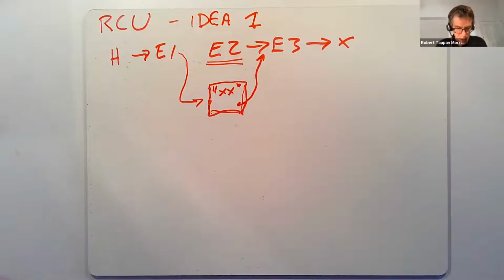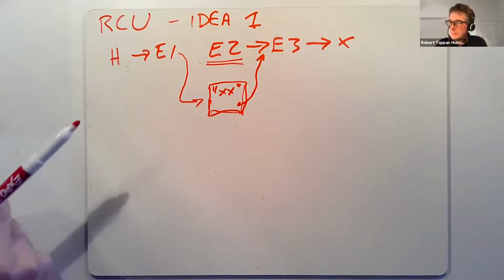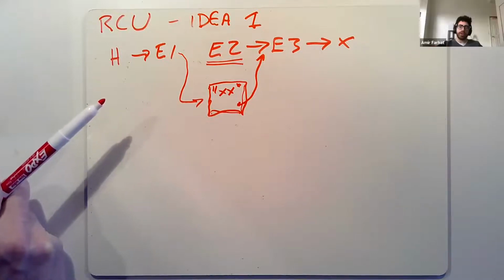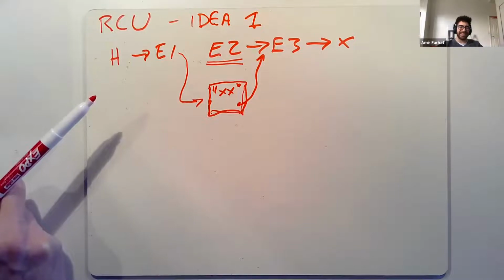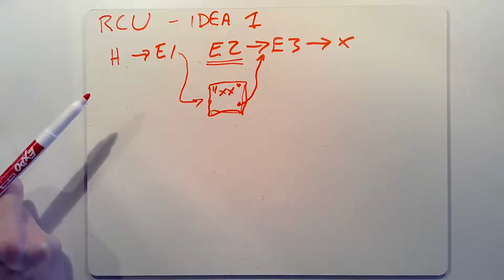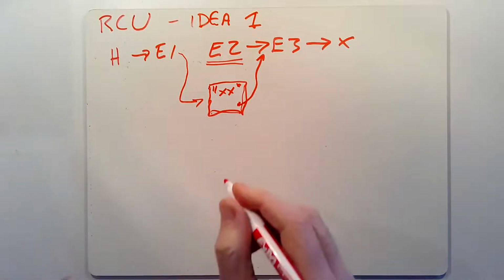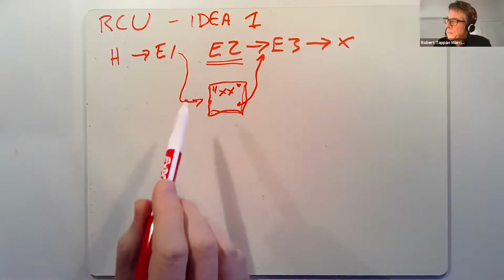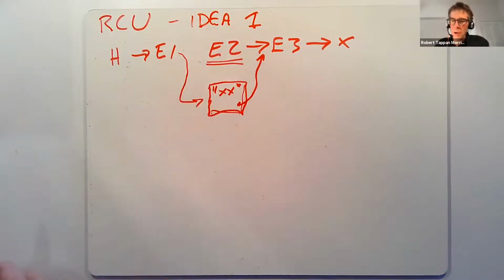Any questions about this particular idea? What about freeing? Sorry. Okay, I can go ahead. Will the link between E2 and E3 be deleted, or will it be left there in case a reader somehow reached E2? For now, we're just going to leave it. I'll come to this. This is an excellent question, and it's actually the main piece of complexity in RCU. But for now, we're just going to imagine that E2 is left alone for the moment.